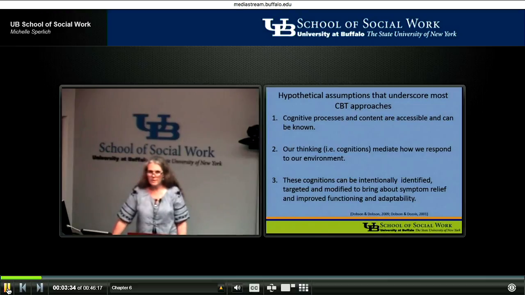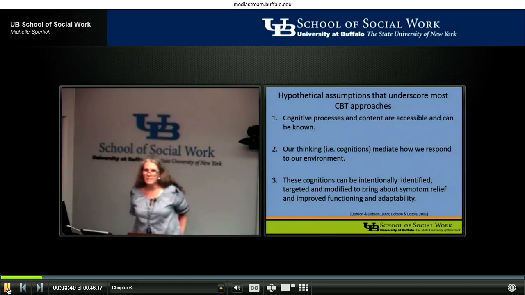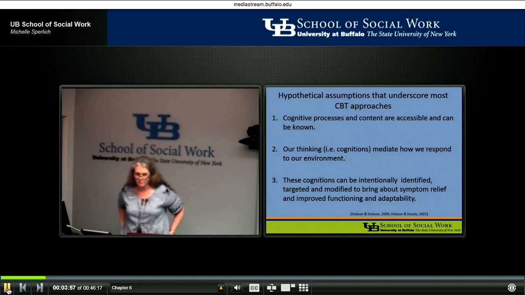Some of the hypothetical assumptions that underscore most CBT approaches are that cognitive processes and content are accessible and can be known, that our thinking or our cognitions mediate how we respond to our environment, and that these cognitions can be intentionally identified, targeted, and modified to bring about symptom relief and improve functioning and adaptability.